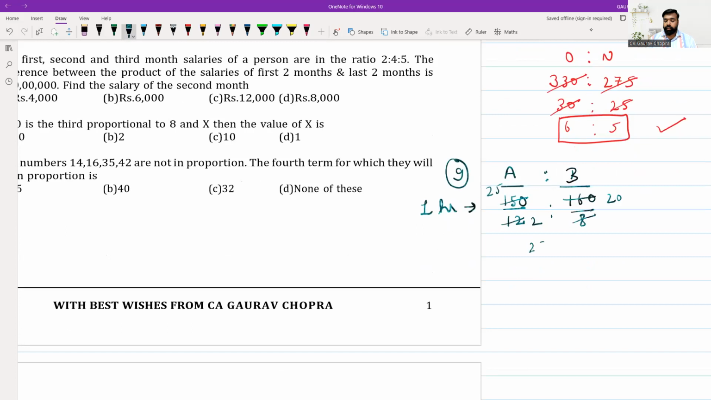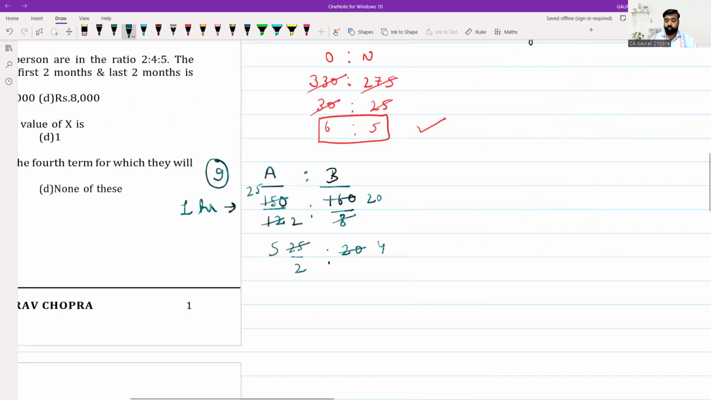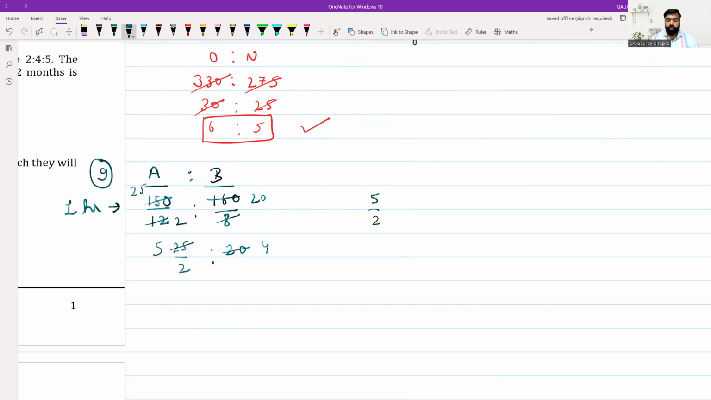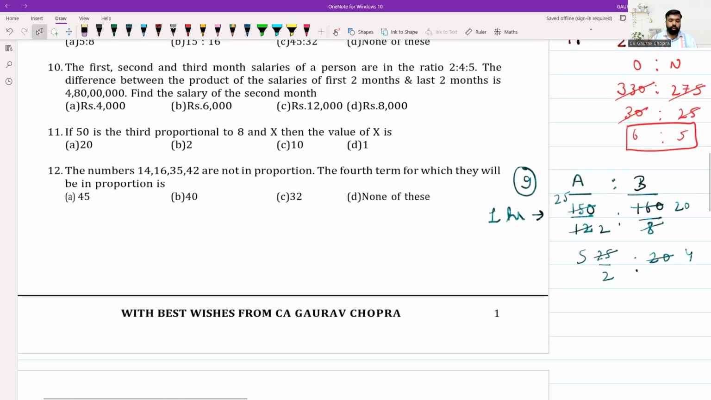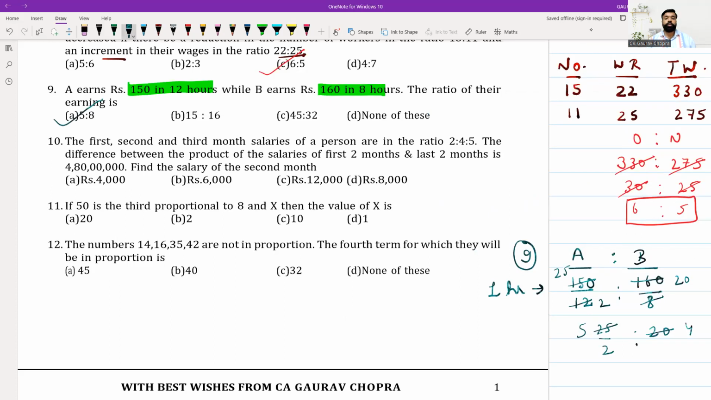So it is 25 by 2 ratio 20. Now further you can cancel them with 5. It becomes 5 by 2 and it is 4. So what is the final ratio? So 5 by 2 ratio 4. Take the LCM. You will get your result. So 5 ratio 8 divided by 2. Hence, the final ratio is 5 is to 8. So their earning is in the ratio of 5 is to 8. Option number A. Okay.